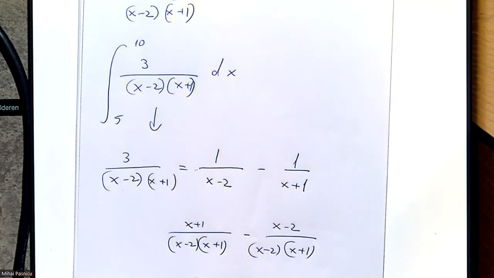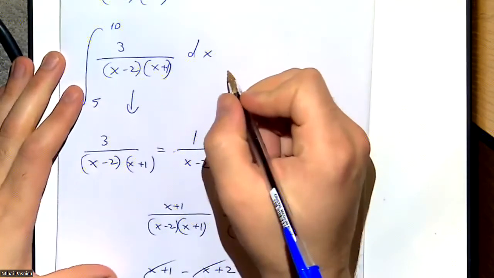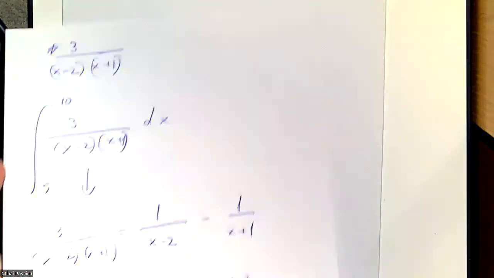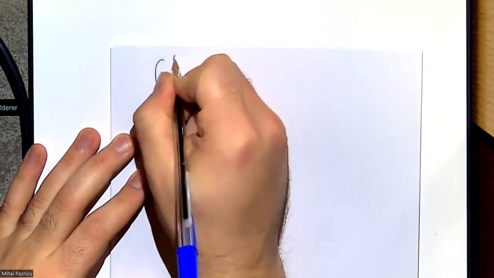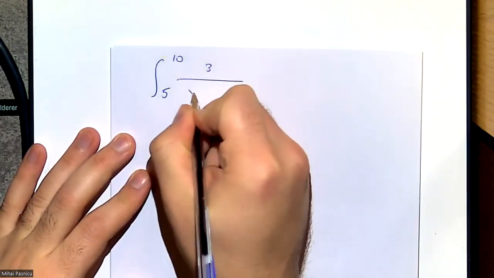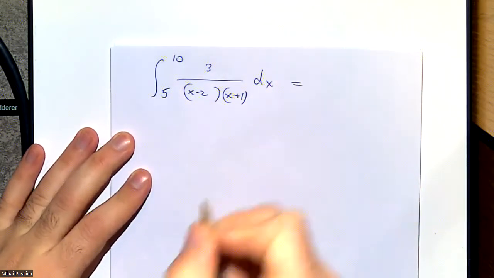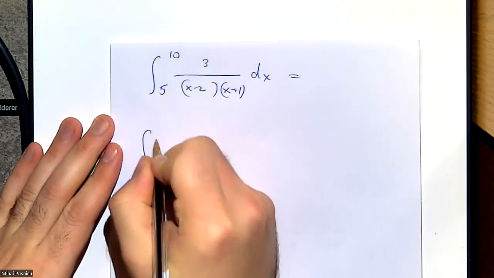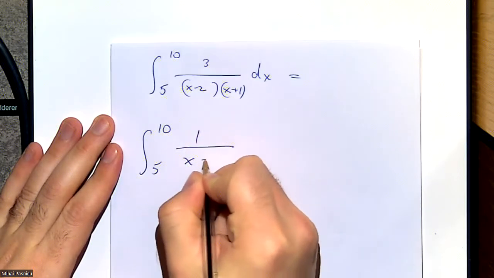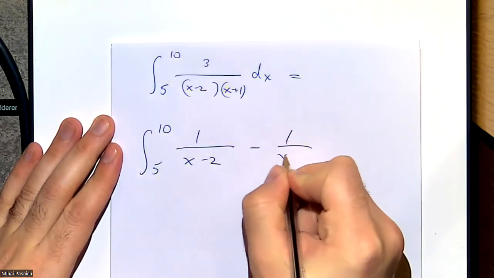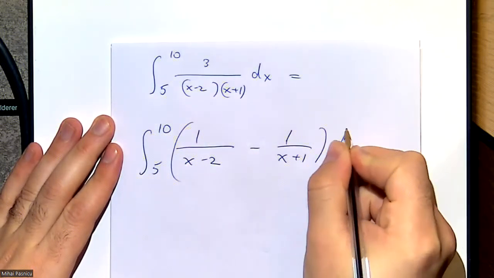So I would definitely recommend doing it that way. On the other hand, if you use this theorem, what do you get? Well, let's use another paper. If you use that theorem, you get the integral from 5 to 10 of 3 over (x minus 2)(x plus 1) dx is equal to the integral from 5 to 10 of 1 over x minus 2 minus 1 over x plus 1 dx.